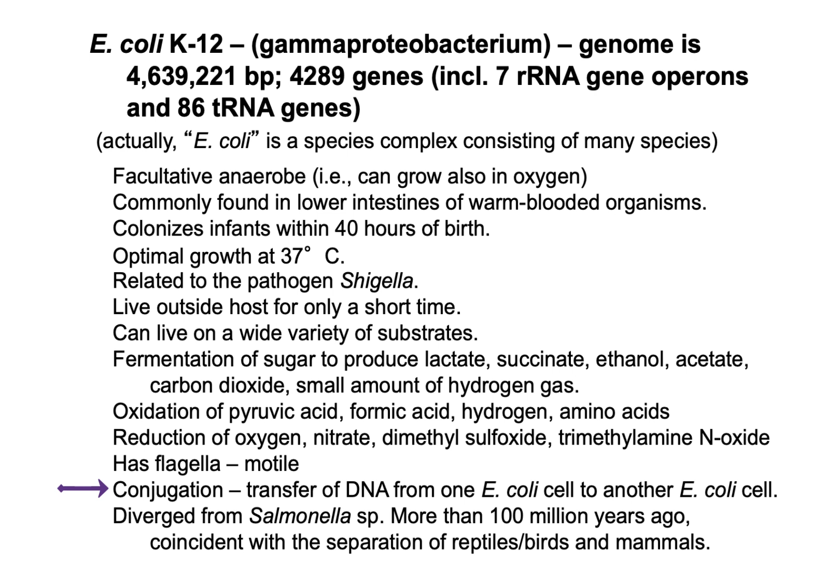That is, transfer DNA from one E. coli cell to another E. coli cell. And it, or the species complex, diverged from Salmonella more than 100 million years ago, about the time there was a separation between reptiles and birds and mammals. And so you got this Salmonella growing primarily in reptiles and birds, and E. coli growing primarily in mammals.